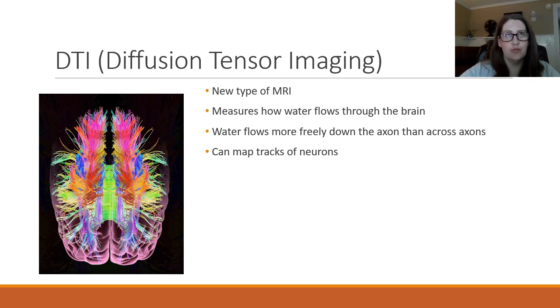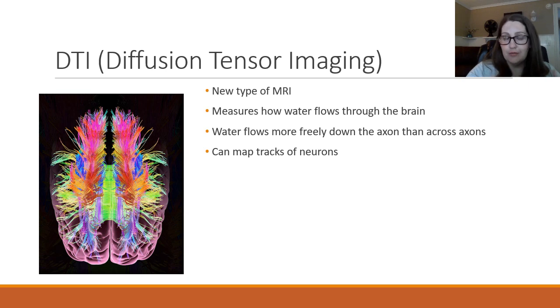So if you can imagine a garden hose, when you turn on the water in that garden hose, the water moves through the garden hose. In the same way, water would move through an axon more easily than it would move outside of the axon, crossing axons. And so when you measure how the water is flowing through the brain, you can get an idea of how the neurons are structured and where the axons lie. How the water moves is basically indicating the path of axons.